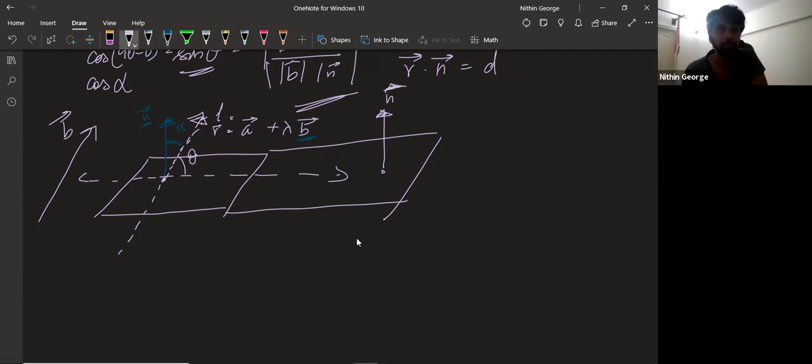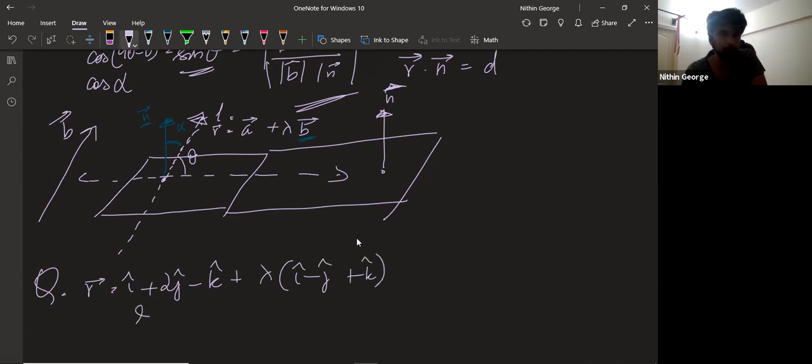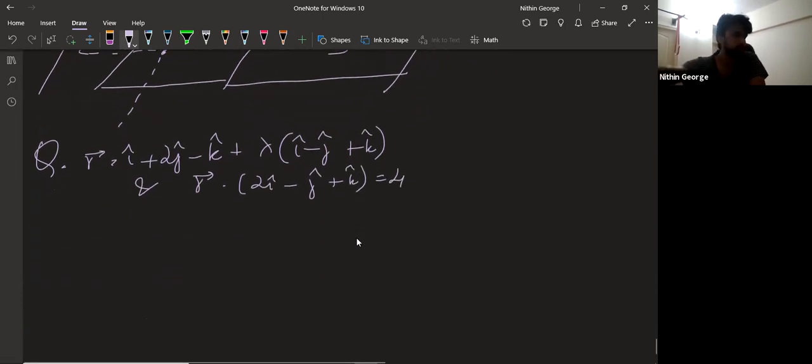So just to quickly practice, do this. Find the angle between the line r equal to i cap plus 2j cap minus k cap plus lambda into i cap minus j cap plus k cap, and the plane r dot 2i cap minus j cap plus k cap equal to 4. So find the angle between this line and this plane.